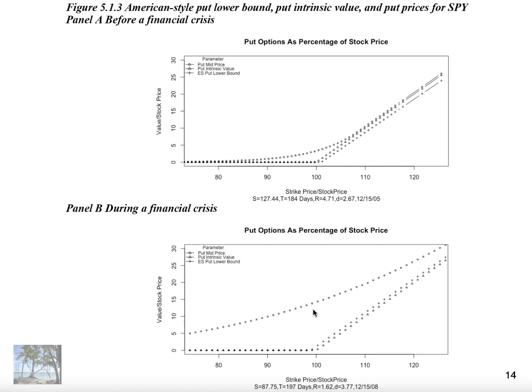During the financial crisis, once again, we see the option premium or the option price is significantly higher. With the spike in the dividend yield, we see a reversal of the lower bound is now higher than the intrinsic value. It's difficult to see, but the mid price is tending towards that higher lower bound.